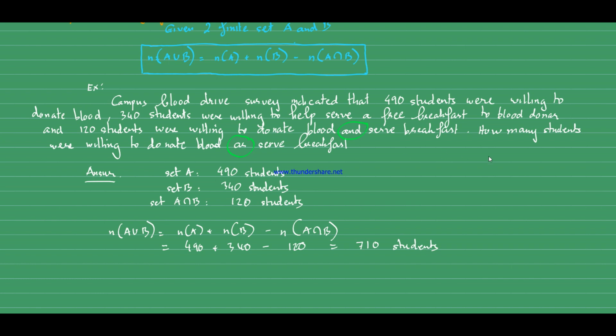So over here they ask how many students were willing to donate blood or serve breakfast. So we have 710 students willing to donate blood or serve breakfast. Don't be confused between these two words. It's very important. I circle that so that you recognize what part in the formula they give you and what part they're asking you. Because sometimes they give you the cardinality of the union, and they ask you for the cardinality of the intersection. It could be that way. So be careful.